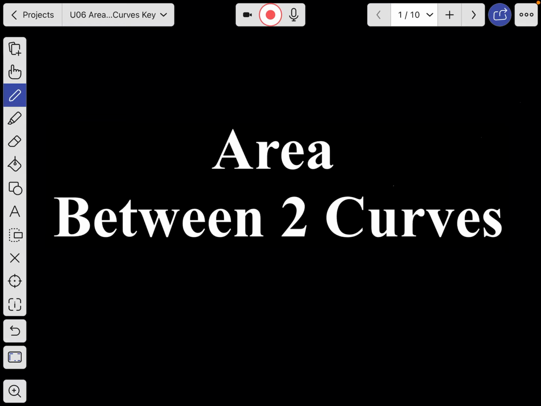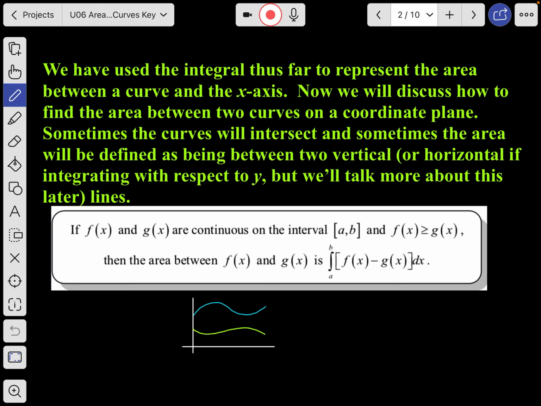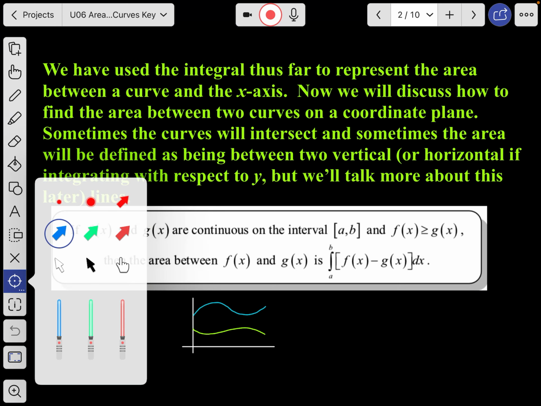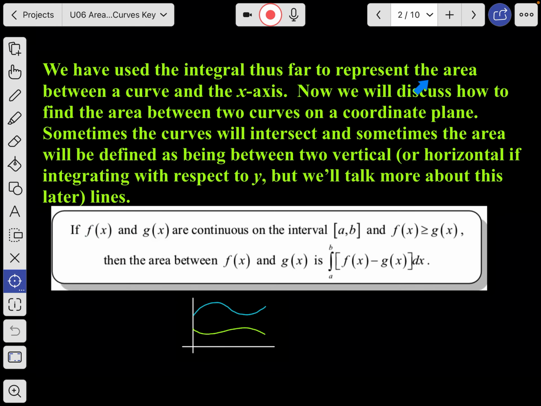In this video, let's look at the area between two curves. We have used the integral thus far to represent the area between a curve and the x-axis. Now let's discuss how to find the area between two curves on a coordinate plane. Sometimes the curves will intersect, and sometimes the area will be defined as being between two vertical or horizontal lines. And we'll talk about the horizontal lines a little bit later.